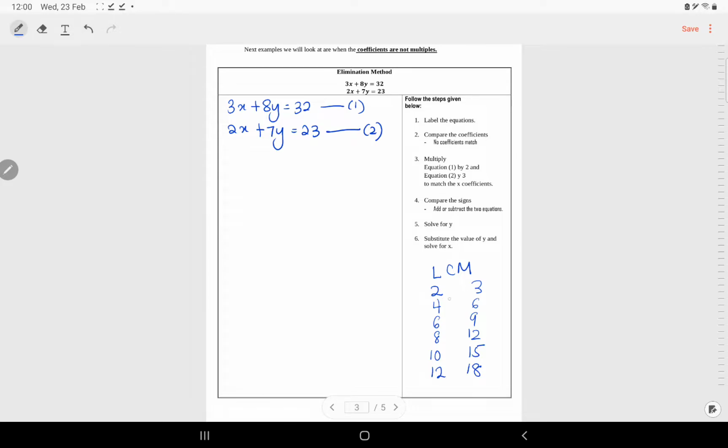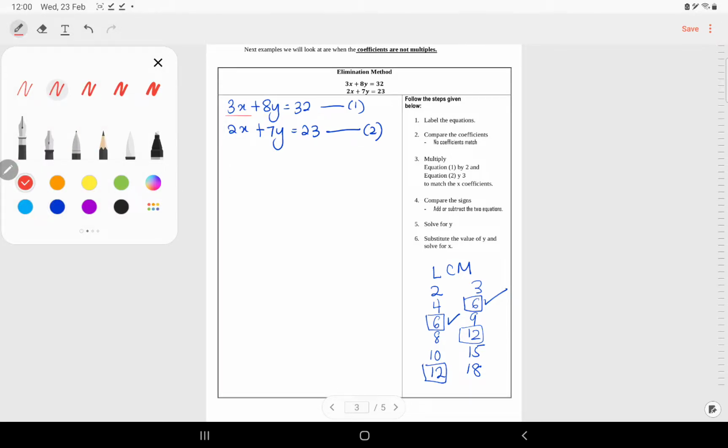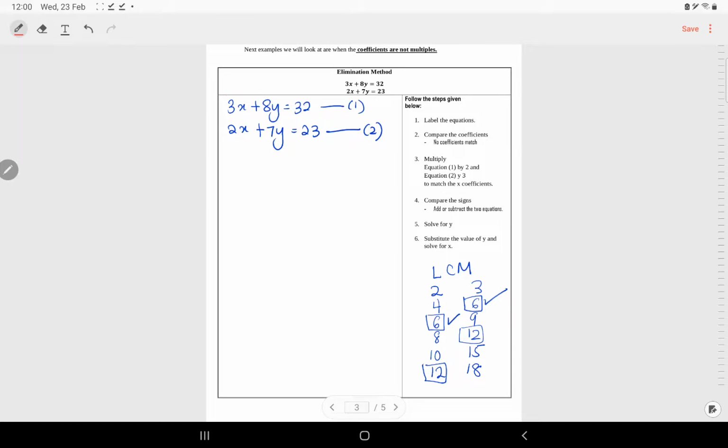Okay, so if you look at multiples of 2 and multiples of 3, we have 6, yeah? We also have 12, and so on, yeah? But we want to find the lowest common multiple, so it will be 6. So what we do is we will make it 6x. How do I change that to 6x? That is by multiplying it by 2. So I multiply the whole equation by 2.